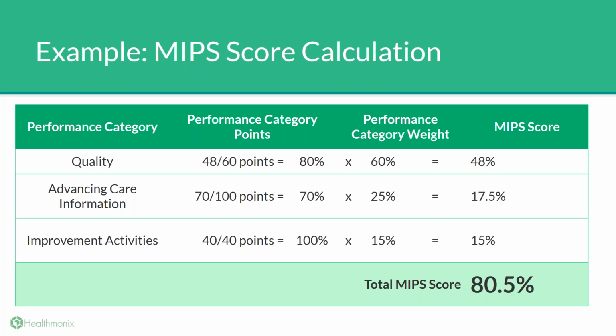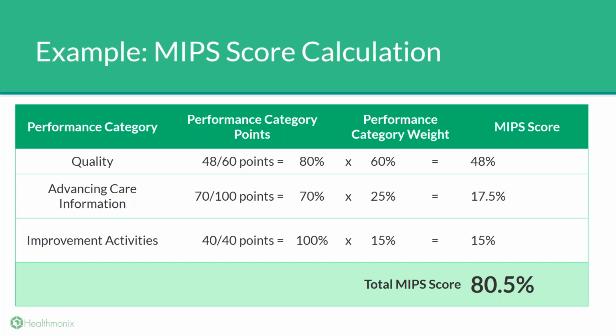Now for advancing care information, let's say we've reported on our base measures, which is going to make up at least half of our score within the performance category. We've reported on additional performance measures, giving us additional points. Now we've got 70 out of 100 points within advancing care information. Well, we can take that point score and the performance weight or rate and then look at that compared to the weighting of the performance category. And then we get our MIPS score of 17.5% of the overall MIPS composite performance score.